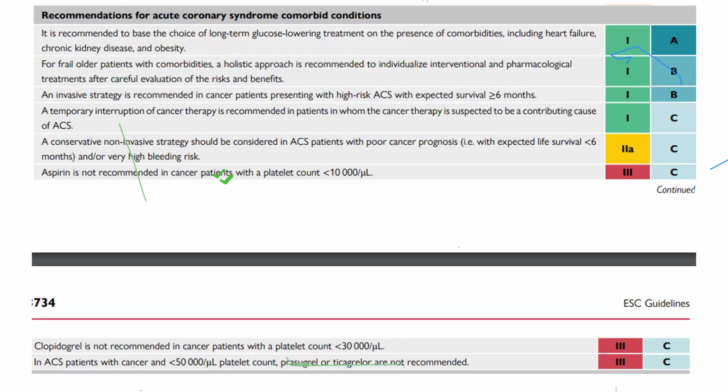A temporary interruption of cancer therapy is recommended in patients in whom the cancer therapy is suspected to be contributing to the cause of the ACS. That's also class 1. A conservative non-invasive strategy should be considered in ACS patients with poor cancer prognosis, and this is a 2A. And aspirin is not recommended in patients with platelet count of less than 10,000 per microliter. And clopidogrel is not recommended in cancer patients with platelet count less than 30,000 per microliter. In ACS patients with cancer and platelet less than 50,000, prasugrel or ticagrelor is not recommended.